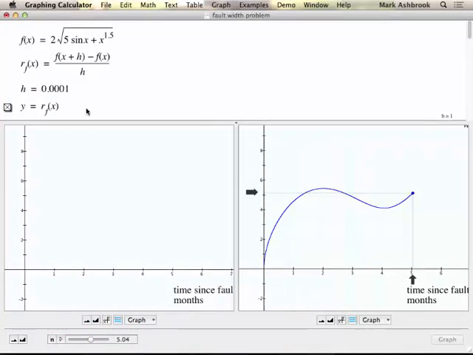So there's the function. I put the trusted form up there, and I made h really small. Our trusted form would be f of x plus h minus f of x over h for a small h. So let's give me our estimates first.